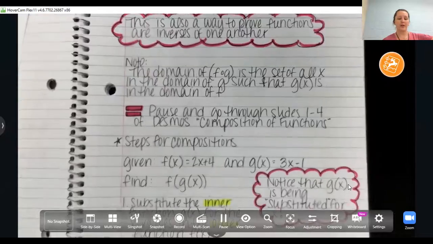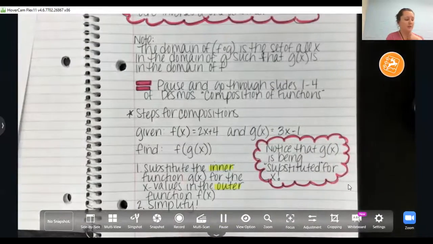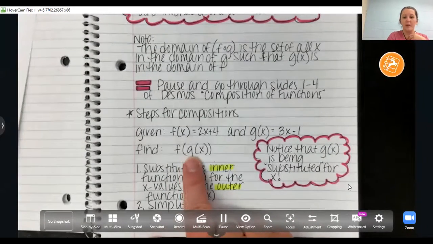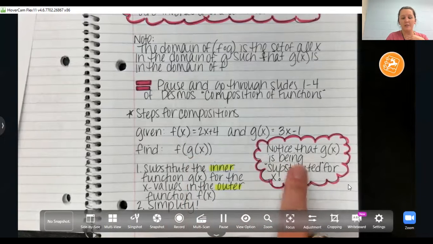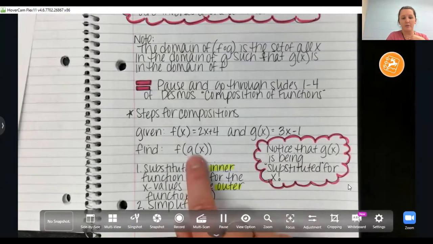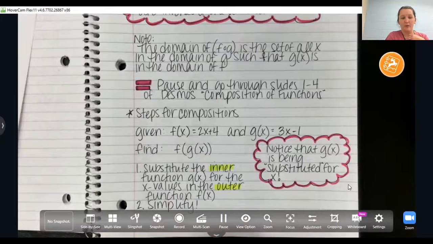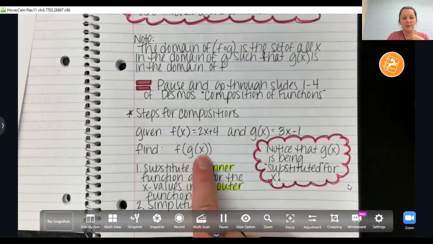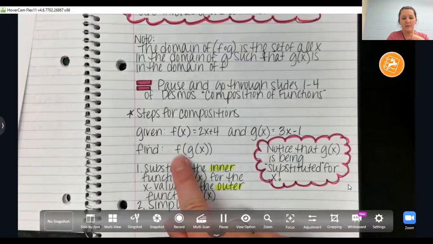Here are our steps for finding f of g of x. That means that f is composed with g of x, right? Notice that g of x is being substituted for x. Here it says f of x, but here we're finding when g of x is inside the x value of f of x. So here are just two steps to find composition. We're going to substitute the inner function. Notice that the inner function is g of x here, for the x values in the outer function f of x. So whatever's inside is going to be substituted for all of the x values of the outside function.